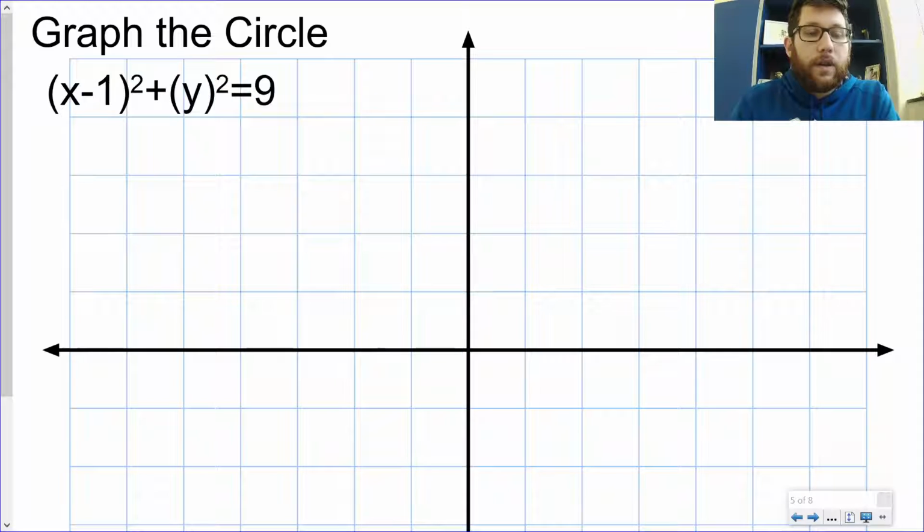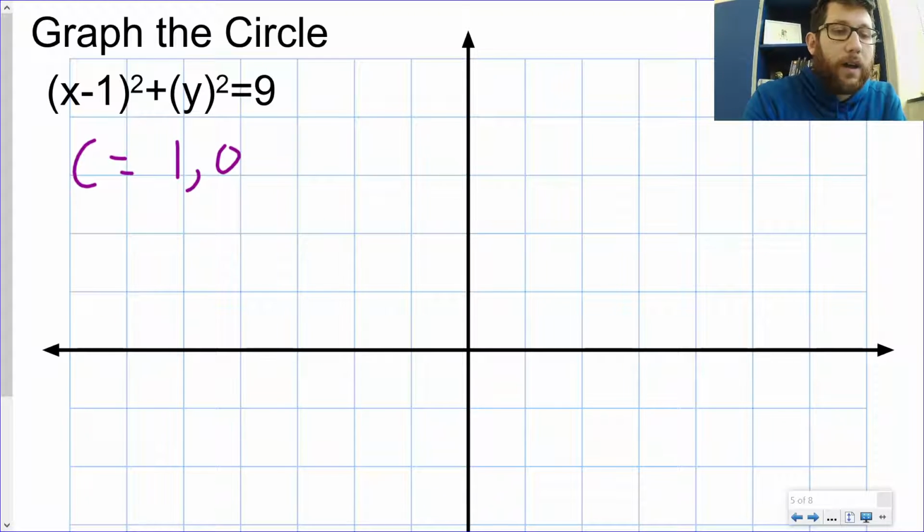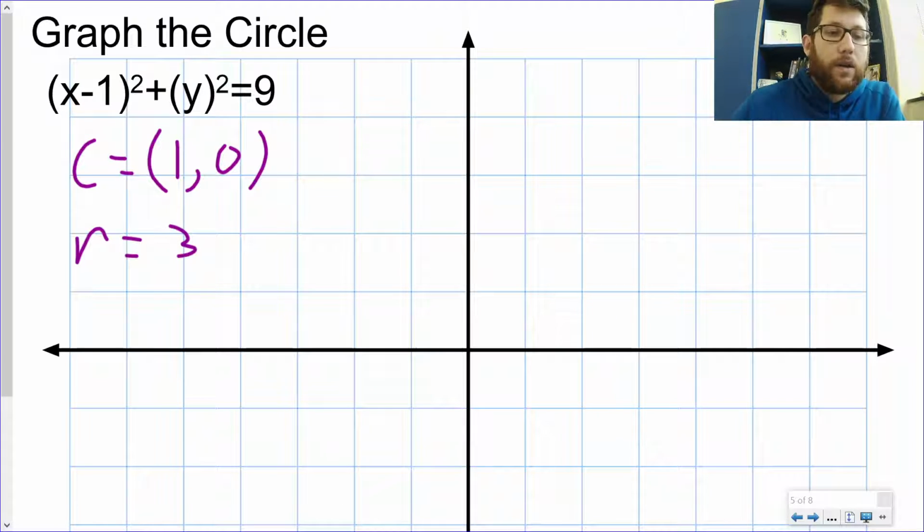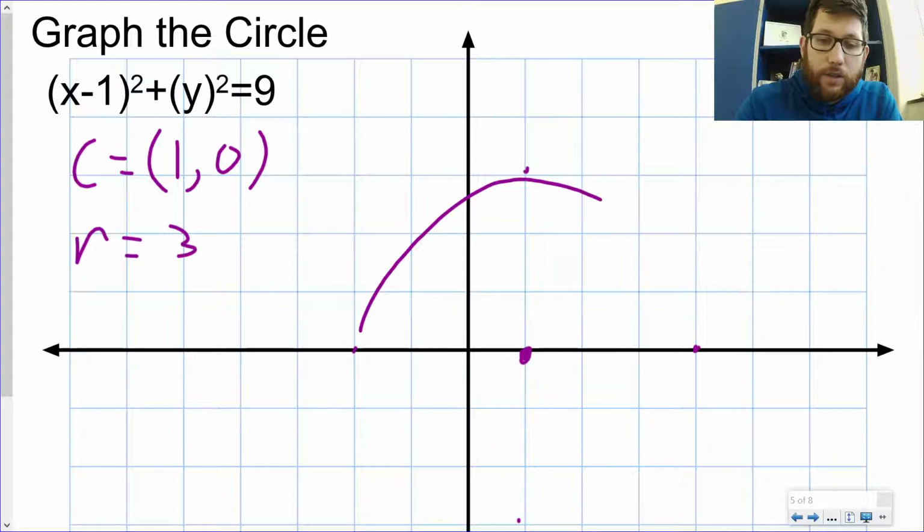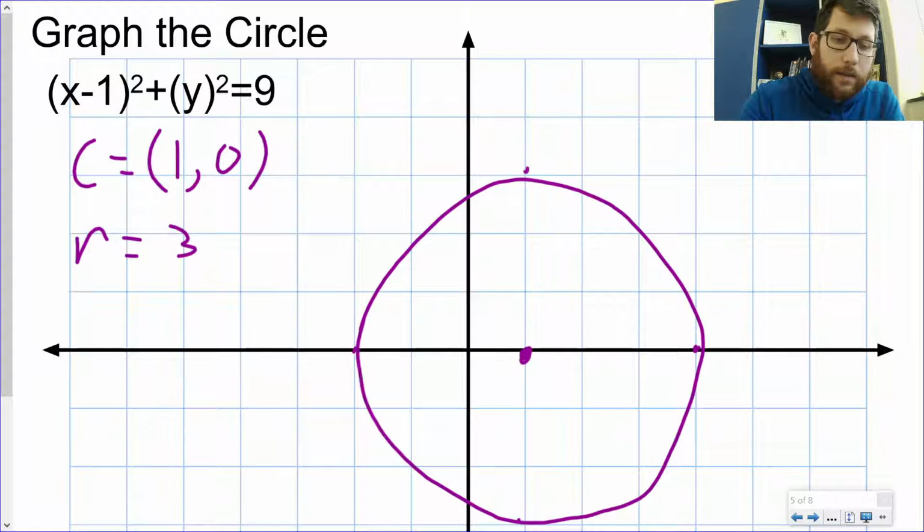All right, let's try another one: (x minus 1) squared plus y squared is equal to 9. My center is at (1, 0), and my radius, the square root of 9, is equal to 3. Now notice this says minus 1, but my center is at positive 1. That's because the negatives are built into my formula: x minus, and then this is the value that I end up with. Let's plot it. My center is at (1, 0). Let's go 3 in each direction: 3, 3, 3, and 3. Let's sketch the circle out, something like this.